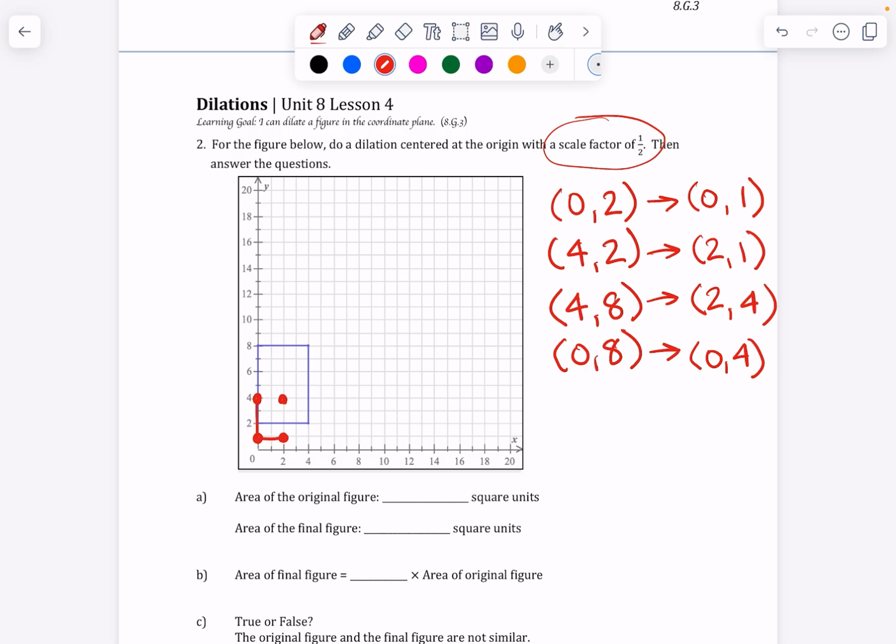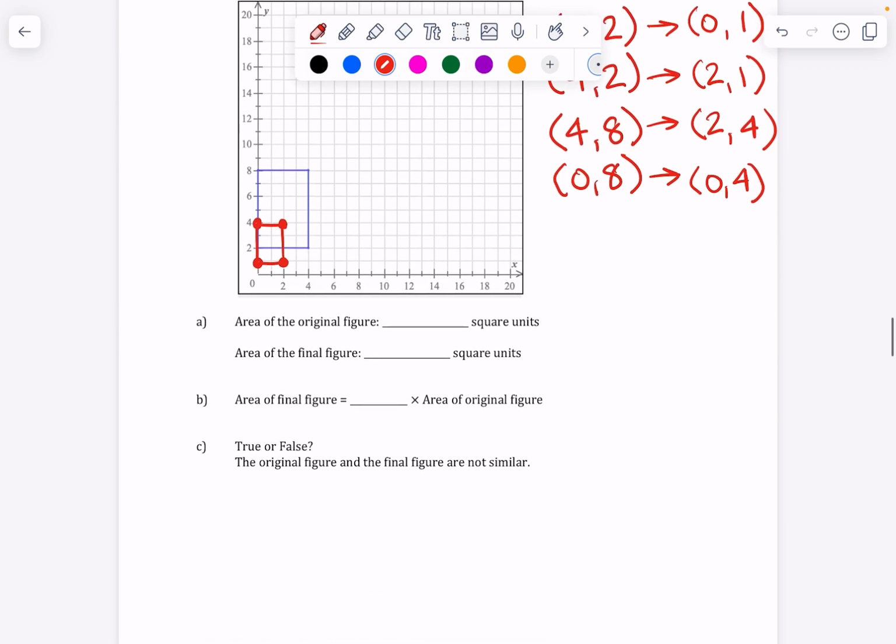I'll connect those corners. So there's my new rectangle. Now this one is asking about area. So the area of the original figure, the one that was given to you. If we find the area of that, it's 4 by 6, so that area is 24. And the other one is 2 by 3, so that area is 6.